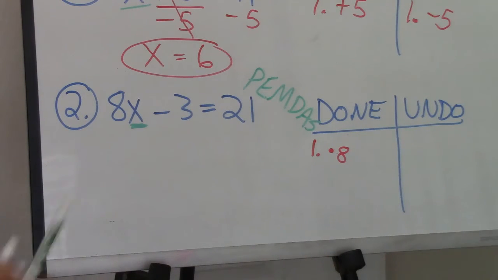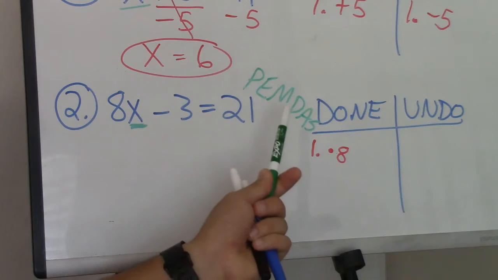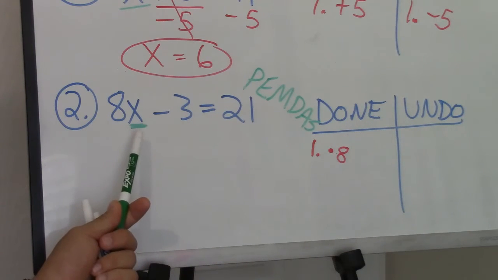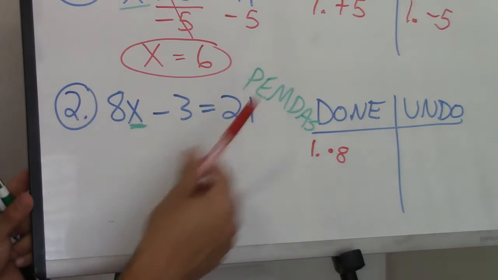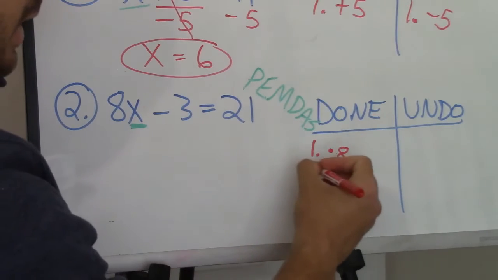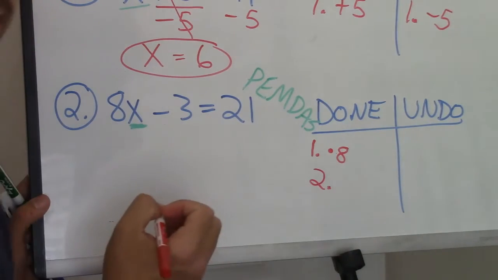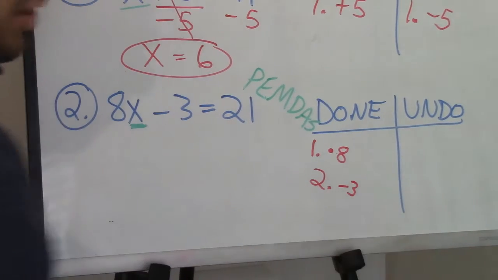That's the first thing that's being done to x. Based on our order of operations, multiplication and division come first. So the first thing that's being done to x is multiplying by 8. Do we have any addition or subtraction? Yes, we have a minus 3. So that comes next. The second thing that's being done to x, after it got multiplied by 8, is subtracting 3.